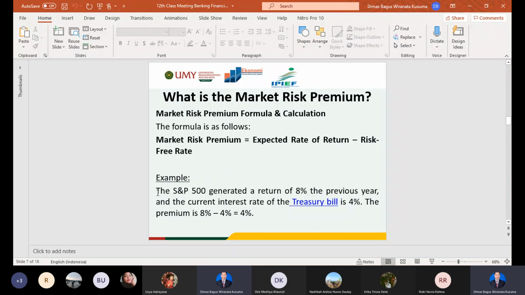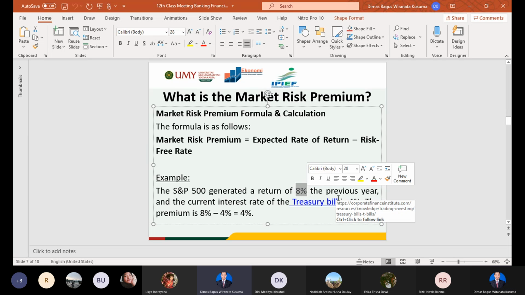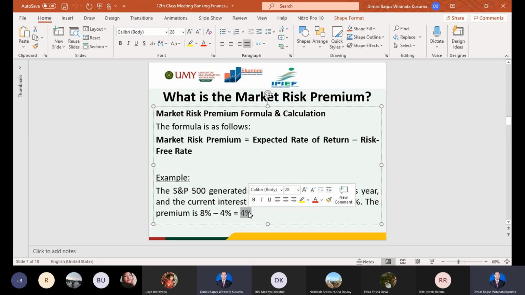For example, the S&P 500 generated a return of 8% in the previous years, and the current interest rate of treasury bills is 4%. So the 8% here represents the expected rate of return. And the 4% here represents the risk-free asset. Risk-free asset means the basic benchmark required return that will be obtained by the investors. So if you are asked to look for the premium, meaning the additional return that investors will obtain through holding a particular asset, it is the difference between 8% and 4%. So this 4% will be the consideration of the investors to hold this asset.